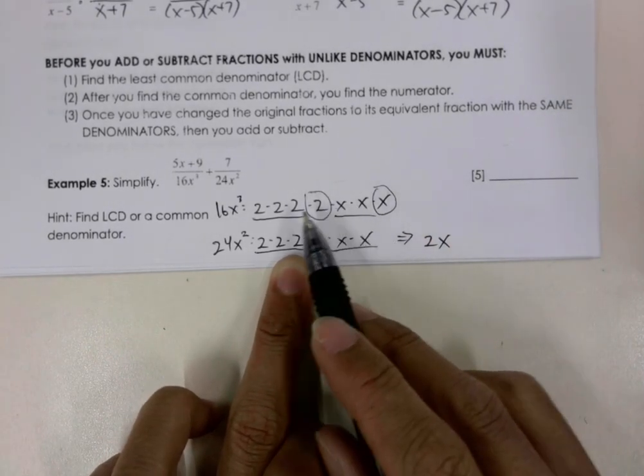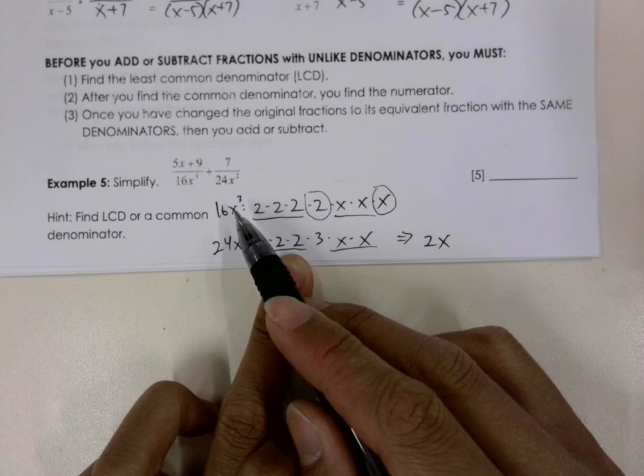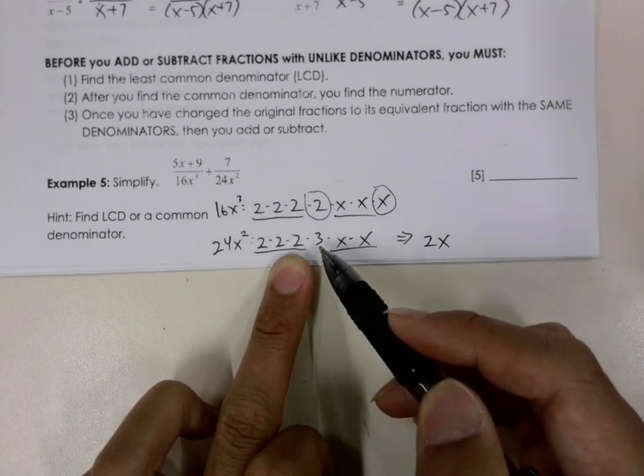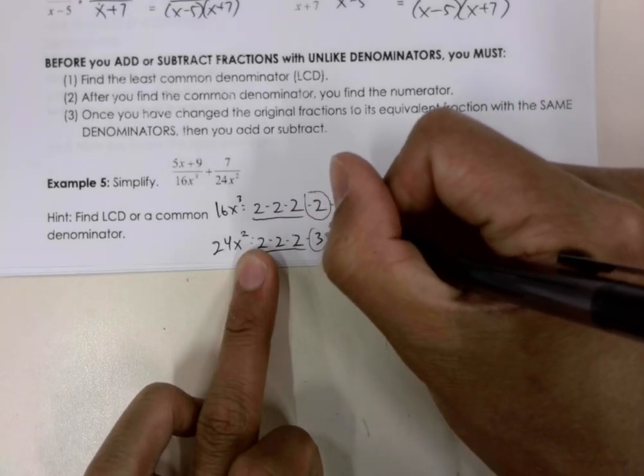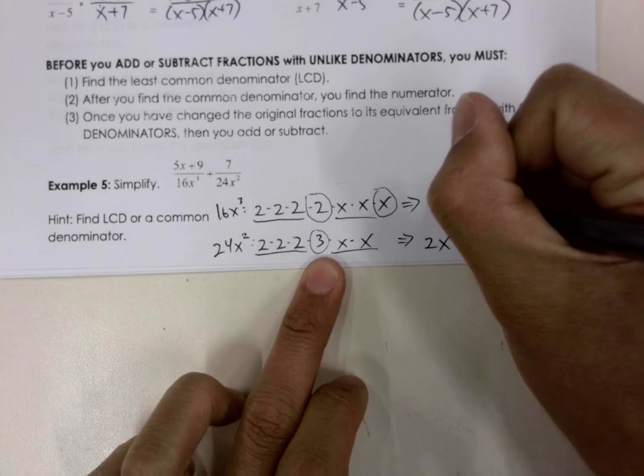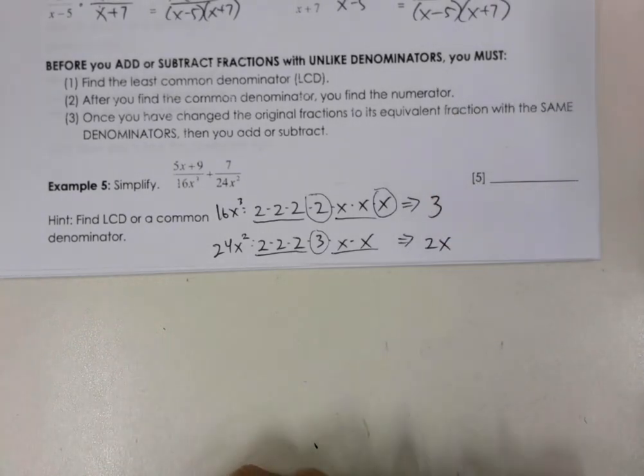Now, what is the prime factorization of 16x to the 3 missing from the prime factorization of 24x squared? It's going to be the 3. Right? So I need to multiply 16x to the 3 times 3. All right, so let's go ahead and do that.